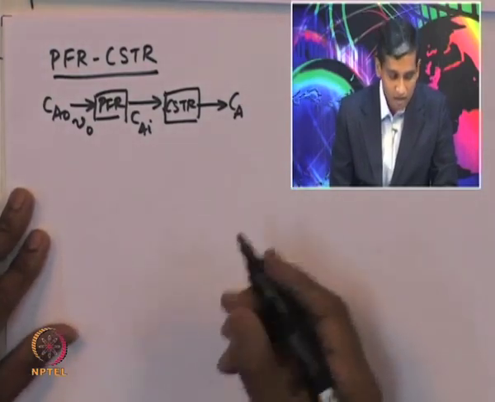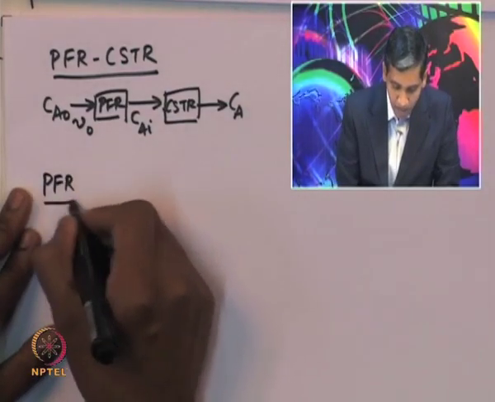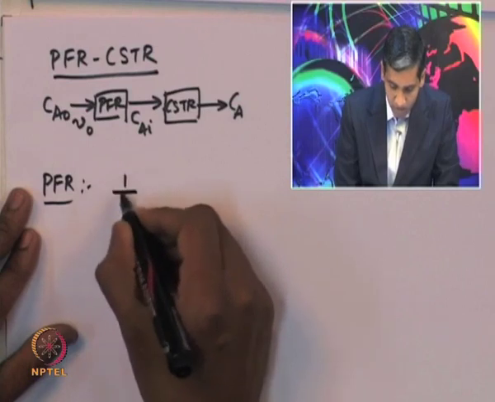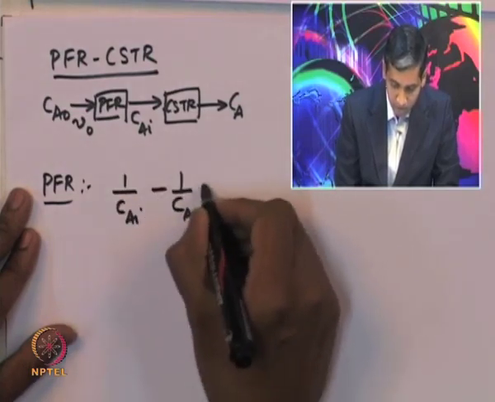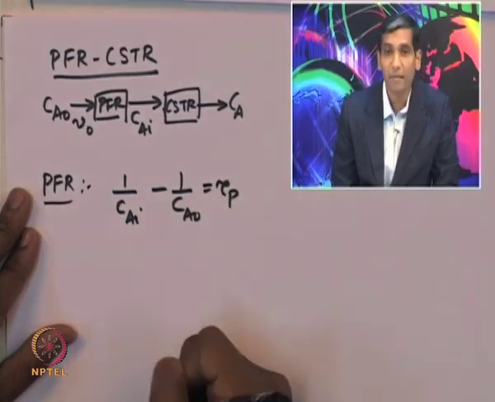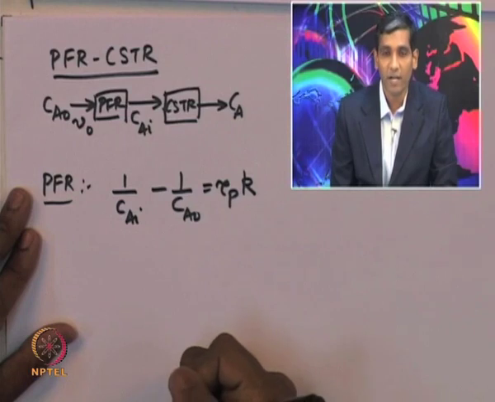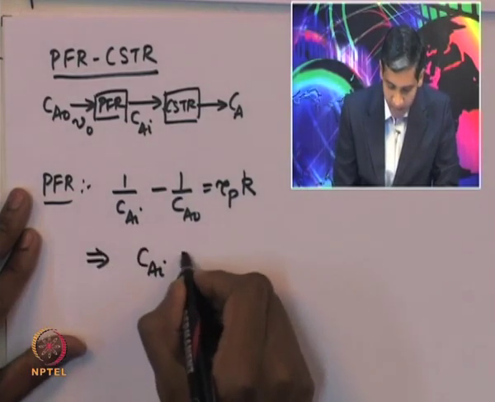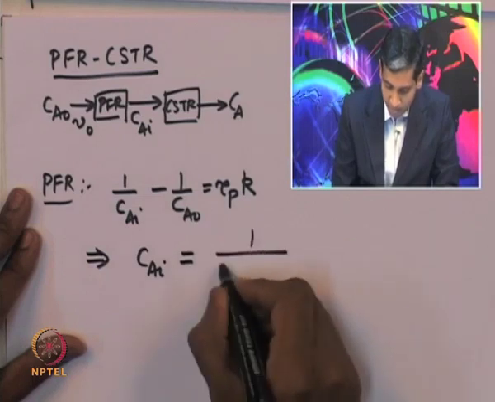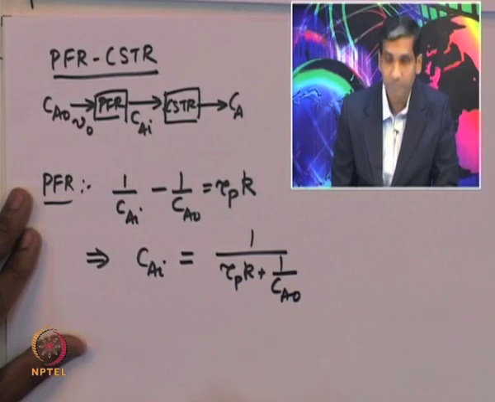of the CSTR. So, now from the plug flow reactor mole balance, we can find that 1 by Cai minus 1 by Ca naught should be equal to the space time of the plug flow reactor multiplied by the corresponding specific reaction rate. So, from here we can estimate that Cai is equal to 1 by tau p K plus 1 by Ca naught.